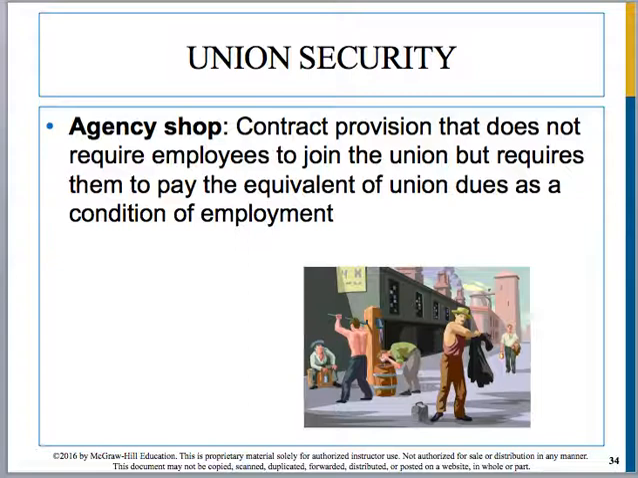Under union security also, you have the agency shop. That is a provision in the contract that does not require employees to join the union, but requires them to pay the equivalent of union dues as a condition of employment. So at that point, you might as well just join, right?